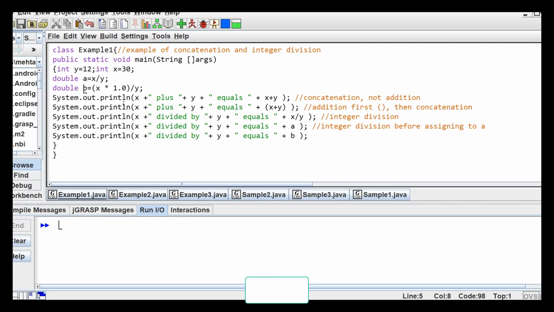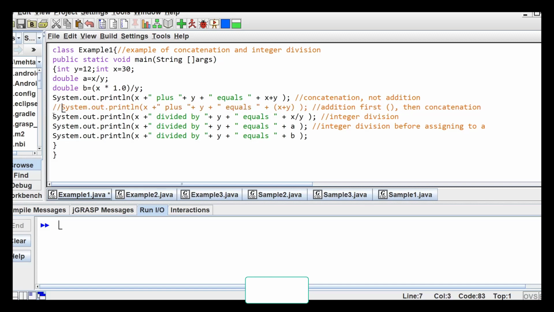But first of all, we're going to output X, and then the word plus, and then the value of Y, and then the word equals, and then we're going to add them together, and this is all concatenation. Let's comment out some of the other output lines. Just concentrate on the first one.